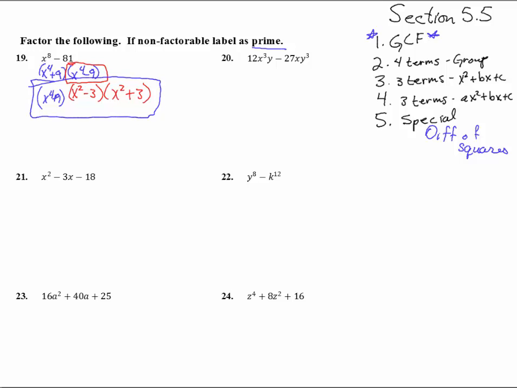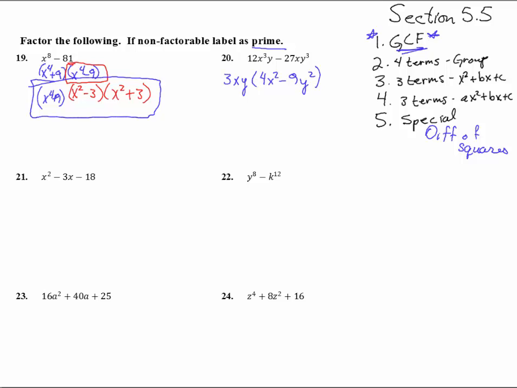Good. Okay, number 20. Ooh, this is going to be a special case if we get to there. But first, don't forget, greatest common factor. Can we pull anything out of a 12 and a 27? It looks like a 3 will come out of there. There's an x in both of them. There's a y in both of them. And we're left with 4x squared minus 9y squared.